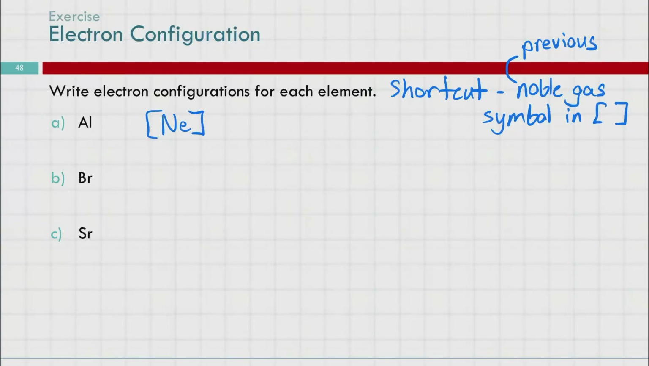That's our shortcut. And aluminum's number is 13. Its Z is 13, so it has 13 protons. That also means it has 13 electrons. Neon, being number 10, has 10 protons, 10 electrons, and so included in this shortcut, we've got 10 electrons baked in there. So 13 minus 10, we've got 3 electrons left to place.